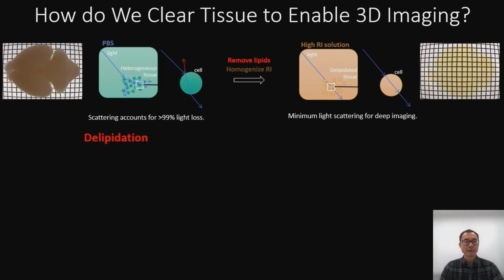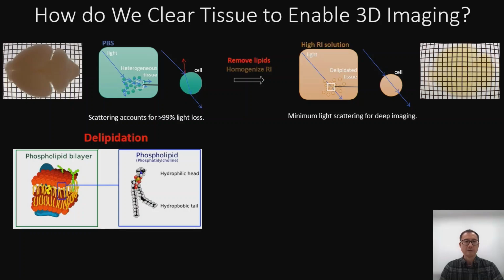Over the years, we have been optimizing our procedure following this general principle that I just mentioned. For delipidation, we have been engineering our lipid extraction buffer that can solubilize both the hydrophilic head as well as the hydrophobic tail of the polarized lipids that are enriched in biological tissue, while preserving the protein scaffold in its native form. For refractive index matching, it is indeed difficult to measure a brain's refractive index directly.